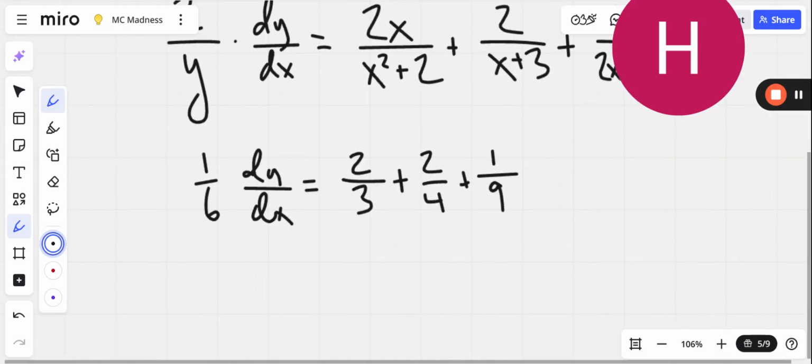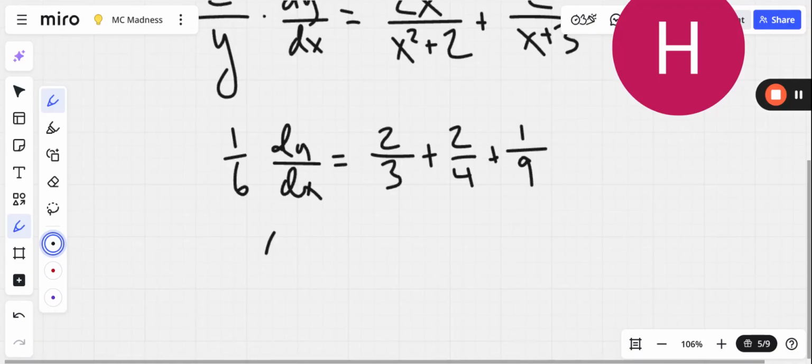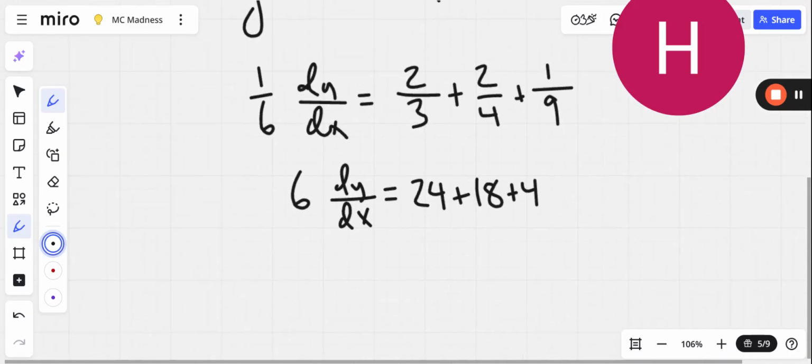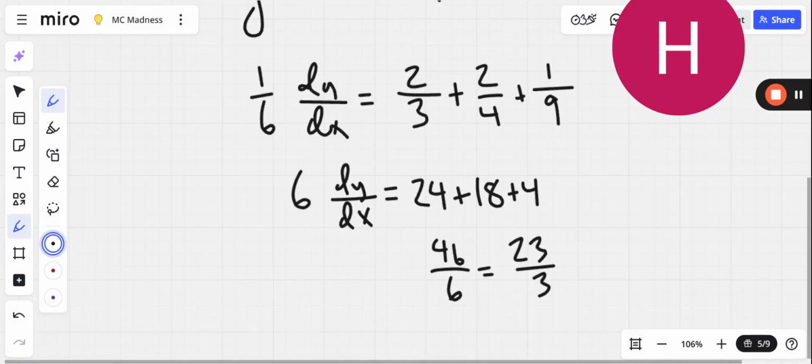All right, so let's just multiply everything by 36. I think that's what I would do personally. Multiply everything by 36. Gets rid of the fractions. This is 2 times 12. This is 2 times 9. And this is 9 times 4. Sorry, 1 times 4. All right. 46 over 6, which I guess we can reduce down to 23 over 3.